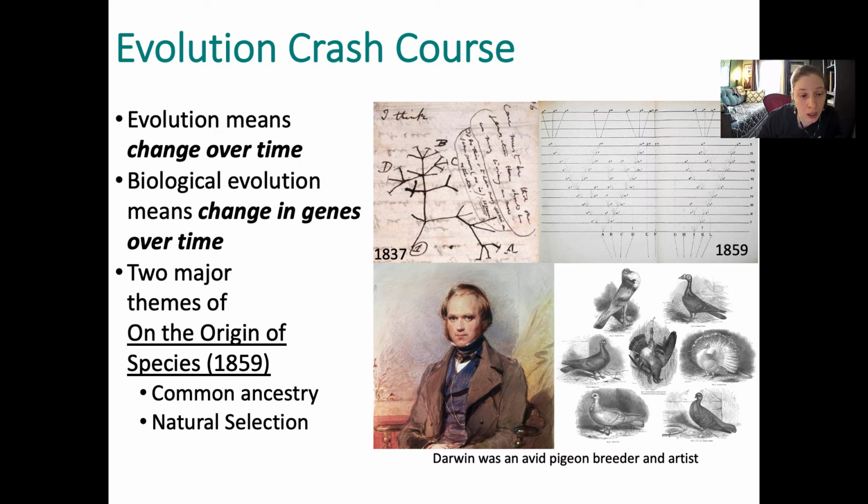In 1859, he wrote The Origin of Species, and in it he discusses two big ideas. One is common ancestry, that all species are descended from a common ancestor and related to each other. The other is natural selection. Common ancestry you can see depicted in these different trees up here, and you can also see artificial selection in pigeons. Darwin was an avid pigeon breeder, and he really liked to see what traits he could breed into his pigeons by selecting particular traits.